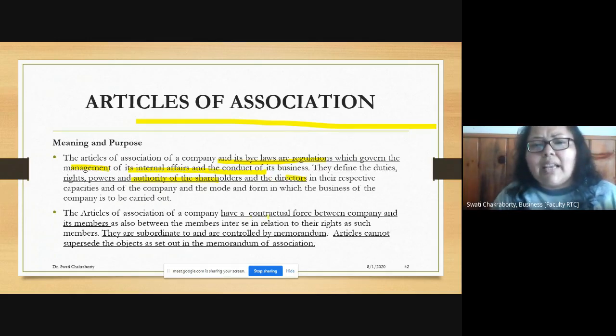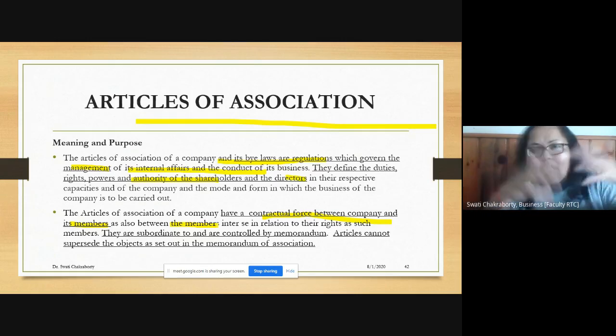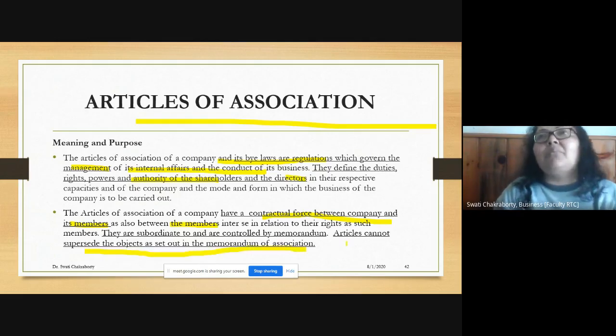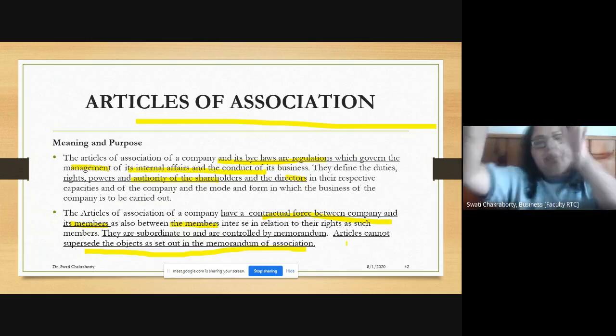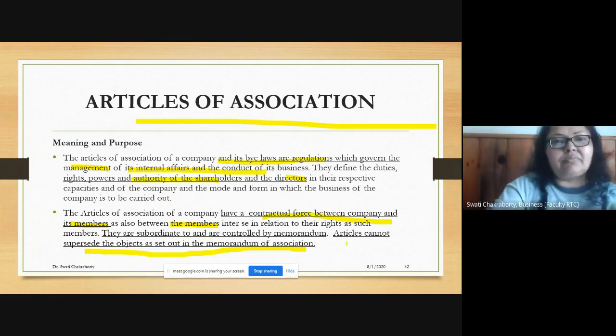So it is a contract. The articles of association of a company carry contractual force between the company and its members, and also amongst the members themselves. Articles cannot supersede the objects set by the memorandum of understanding. The memorandum is the main document, which is supplemented by the articles of association.